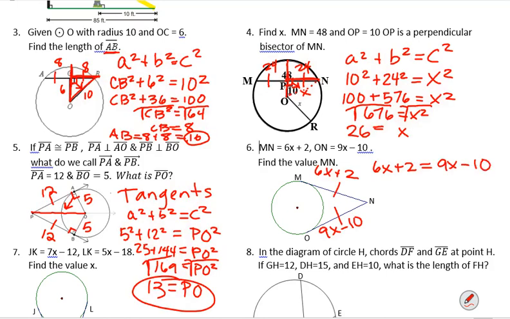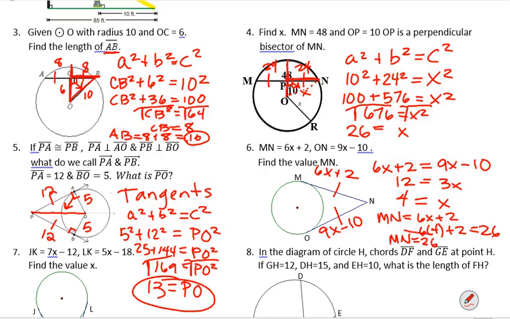9x minus 10. Okay, so I'm going to subtract 6x from both sides. That gives me 3x over here. Going to add 10 to both sides. That gives me 12 here. Going to divide both sides by 3. So x is equal to 4. And it doesn't ask me for x. It asks me for MN. So that means I have to put that back into this equation. 6x plus 2, which means I'm going to do 6 times 4 plus 2, that's 24 plus 2, that's 26. So MN equals 26.